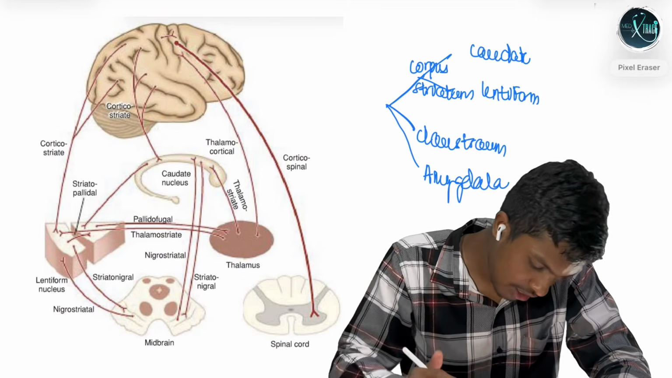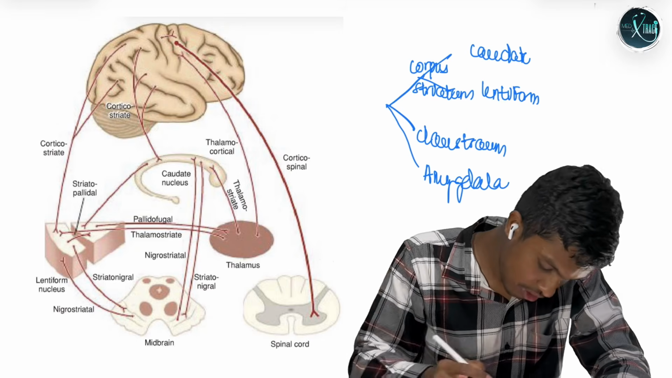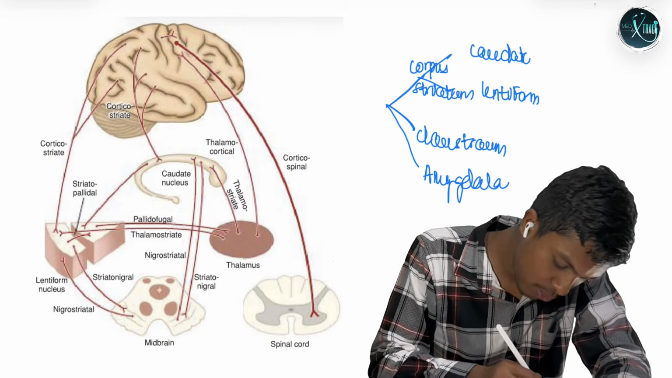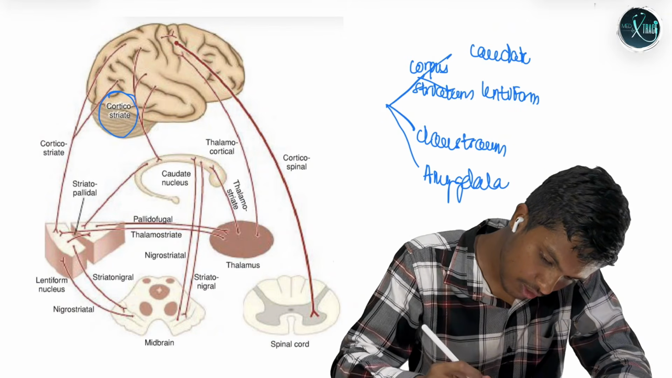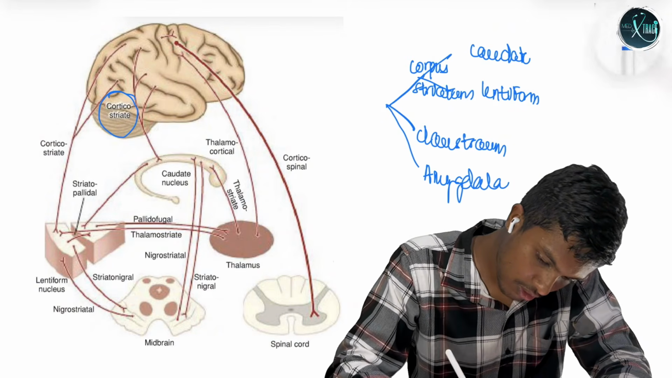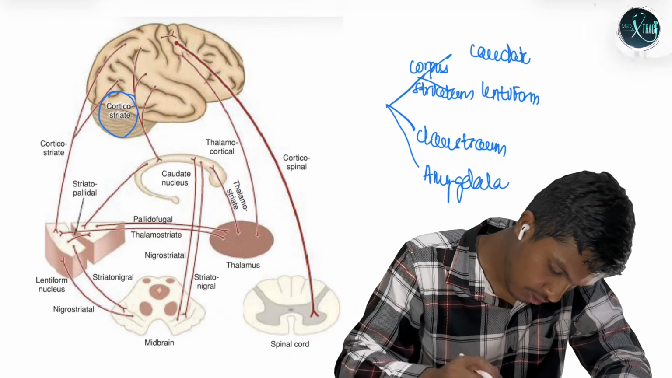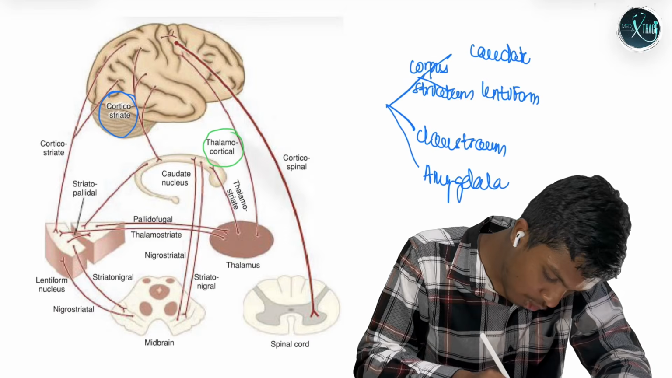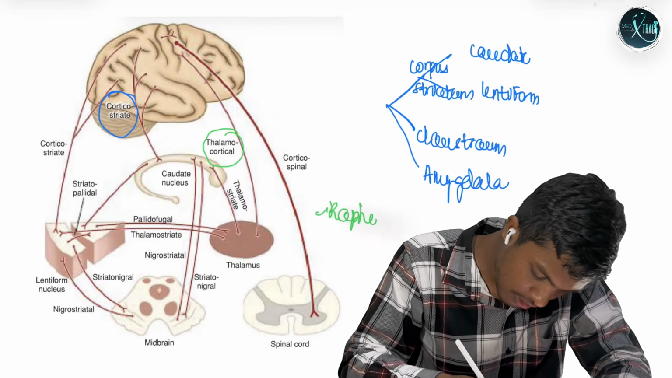Now, as I told previously, the connections: the most important connection is corticostriate. Corticostriate, thalamocortical, and others include raphe striate and locus coeruleus.